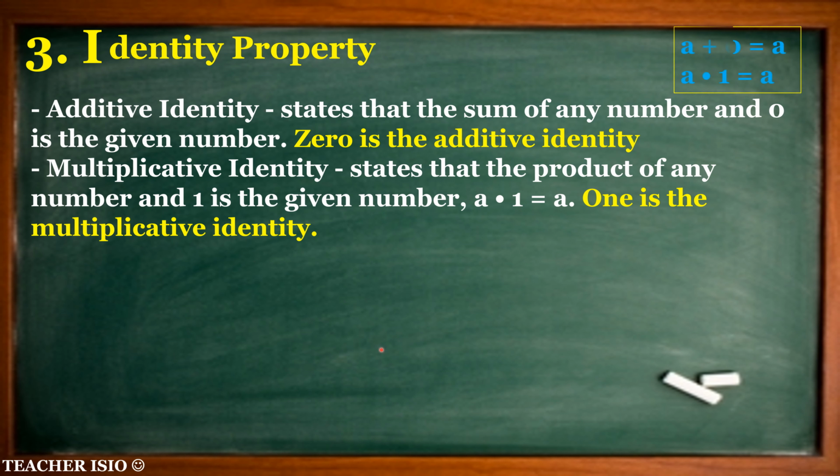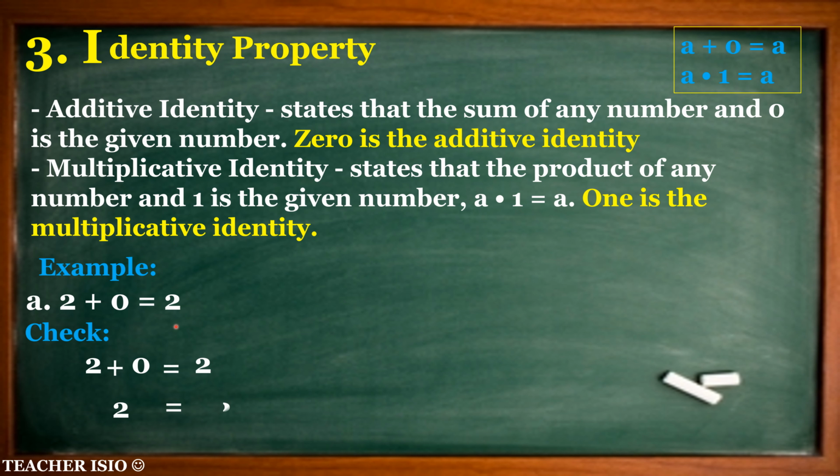Let's have now example. Again, this is the format under of identity property. So we have 2 plus 0 equals 2. 0 is the additive identity. As you can see, we have 2 here. Ang lumabas pa rin na answer is 2. So it is under of identity. Next, if we're going to check, just simply add. Still, the answer is 2 now.